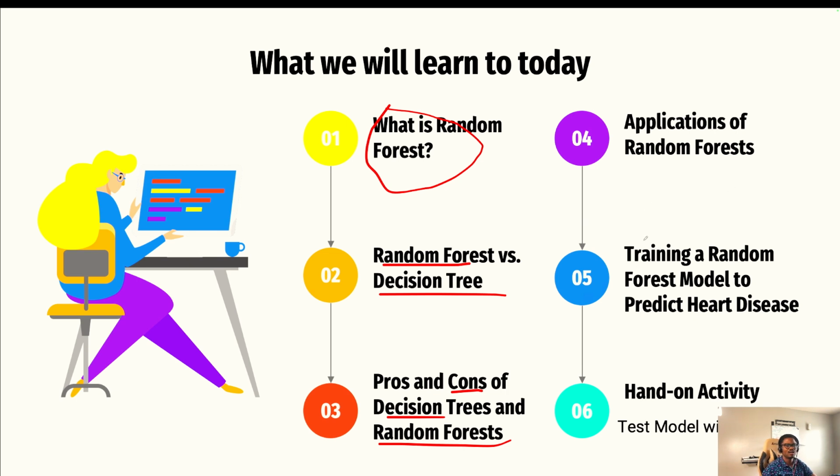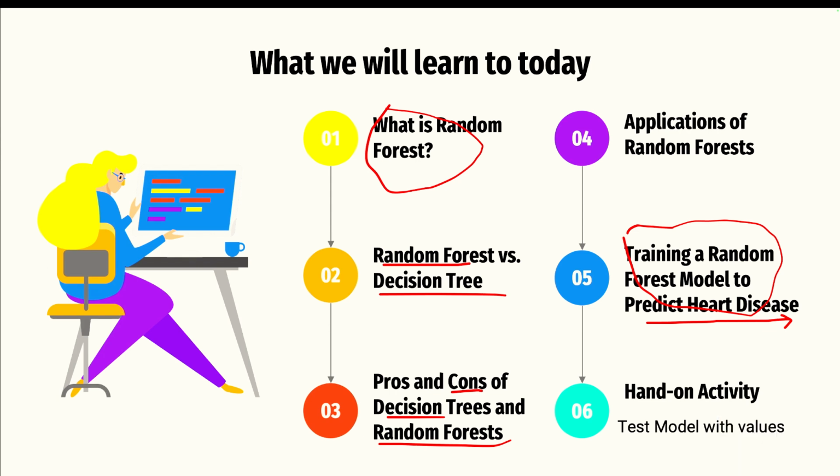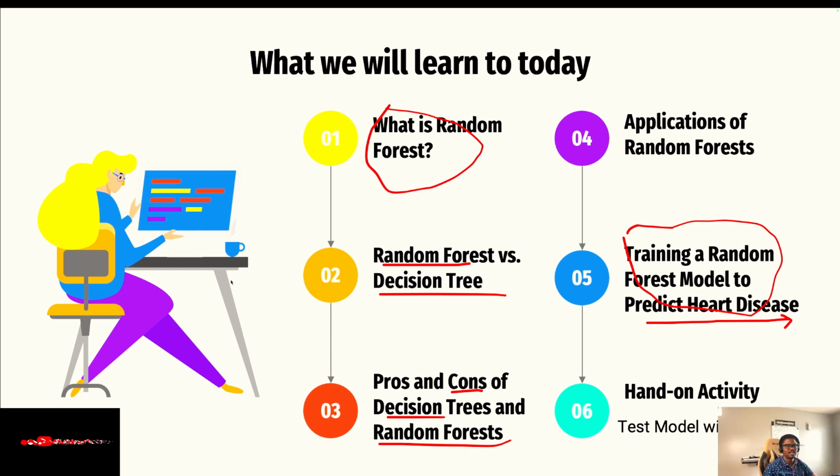Then we're going to train our random forest model, and we're going to use it to predict if somebody will have heart disease or not based on some input. And that's exactly what they use in the hospital. When you go and they ask you some questions, they will say, based on this, the person has heart disease or not. Then after that we're going to do a hands-on experiment, testing our model with some values. So let's get started.